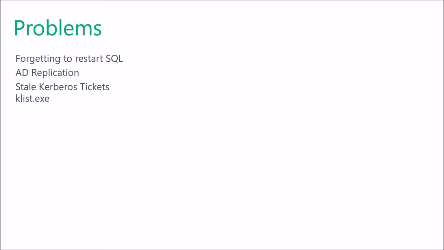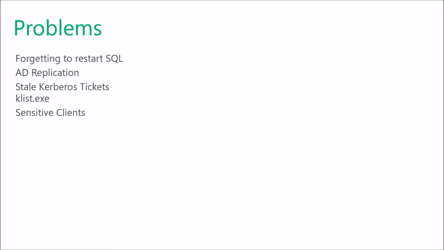Even when everything seems to look correct, it can still not work. The ticket on your PC may not recognize the new SPN. klist.exe, which is part of the Remote Server Administration Toolkit, allows you to list cached tickets on your desktop and purge them, forcing your PC to obtain a new Kerberos ticket.